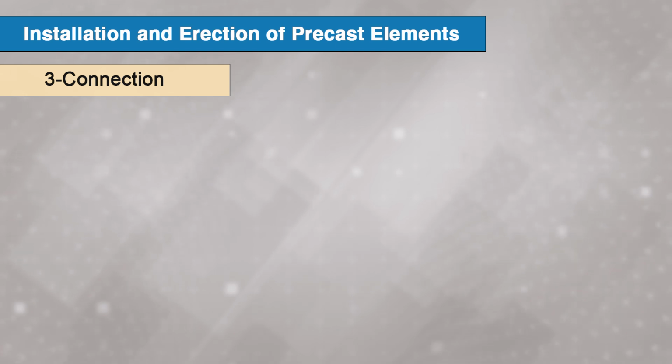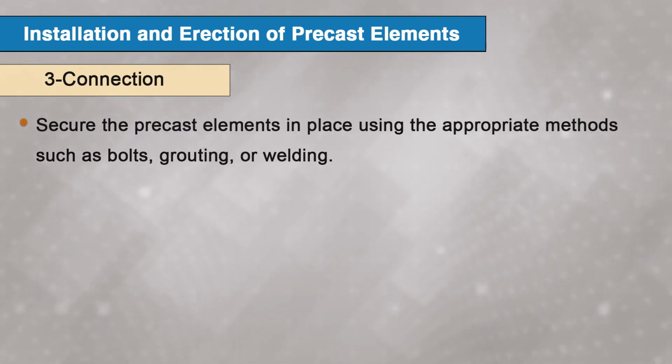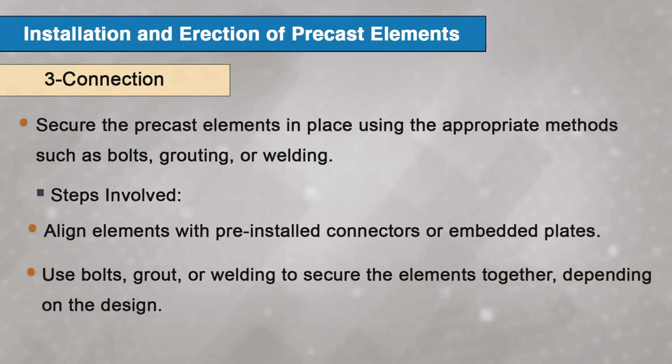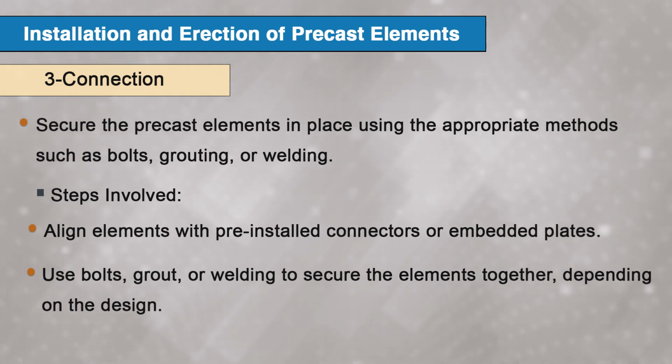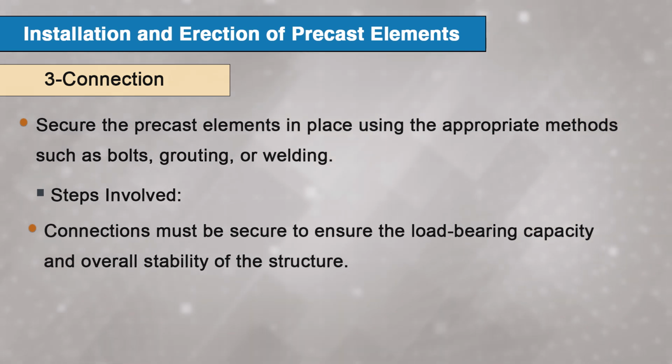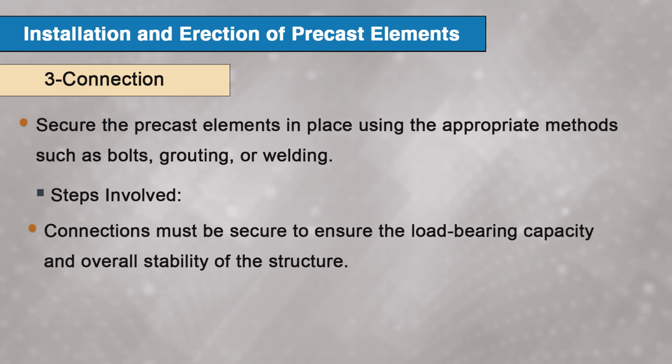Next is the connection. The objective is to secure the precast elements in place using appropriate methods such as bolts, grouting or welding. The steps involved are to align the elements with pre-installed connectors or embedded plates, using bolts, grout or welding to secure the elements together depending on the design. Connections must be secure to ensure the load bearing capacity and overall stability of the structure. For example, in a precast beam column connection, bolts are tightened to specified torque values to ensure a firm connection.